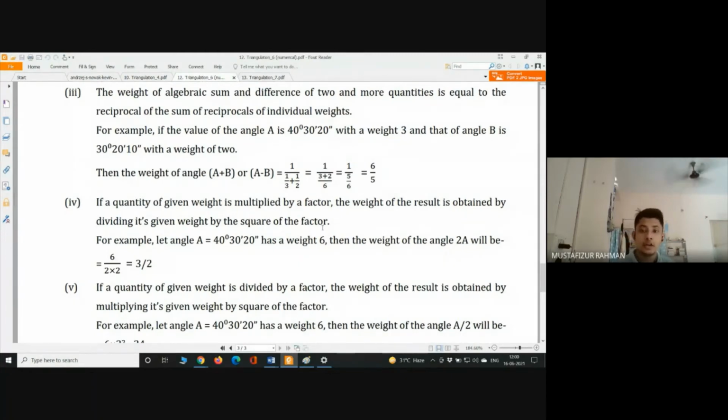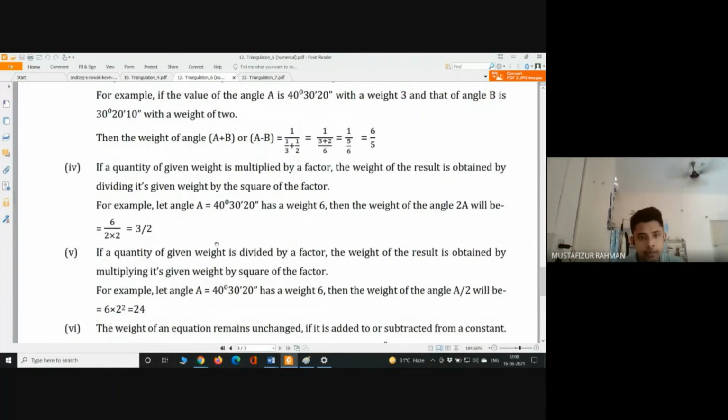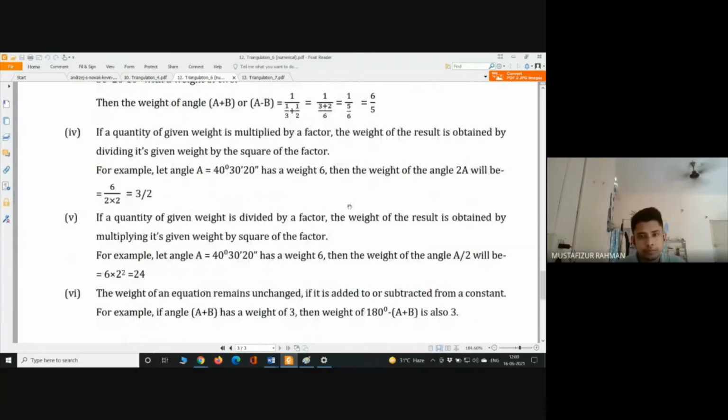So the probability of making an error increases because now we are doing a measurement of the bigger angle. Okay. Then, if a quantity is there, angle A is there, same angle A is there, weight is again 6, but now we are finding out what will be the weight of the angle A by 2.